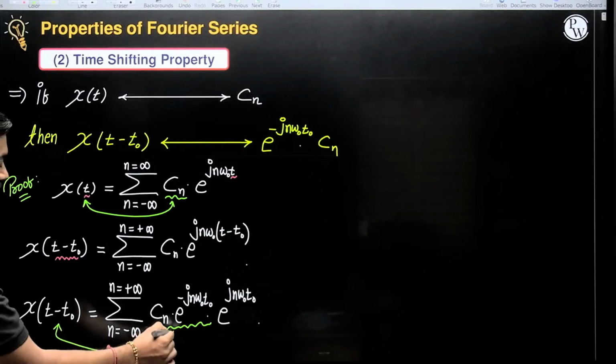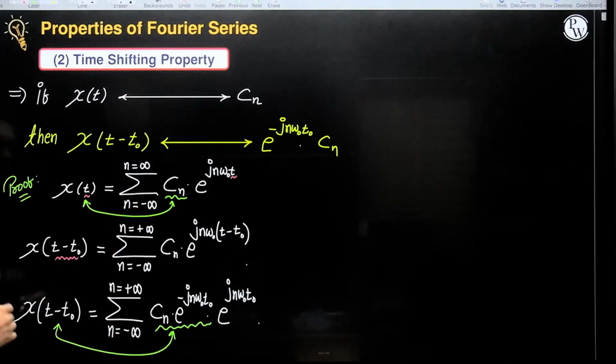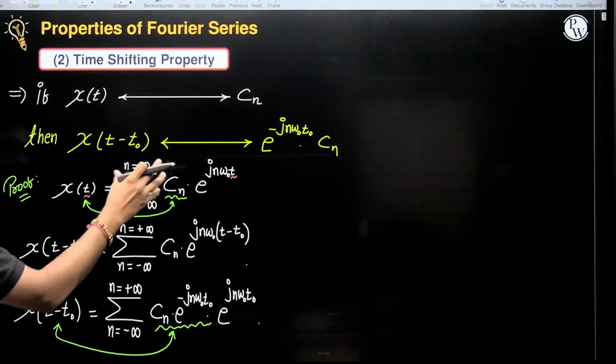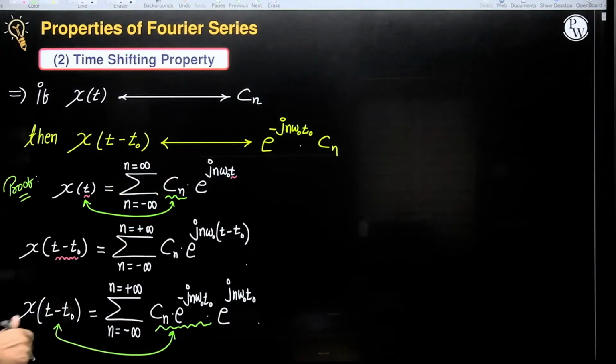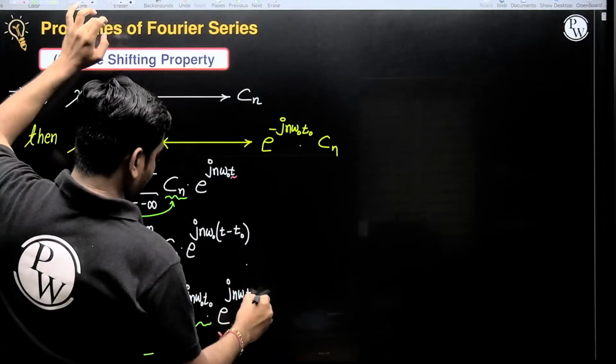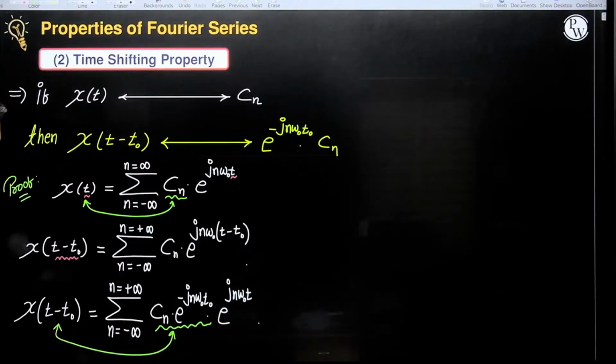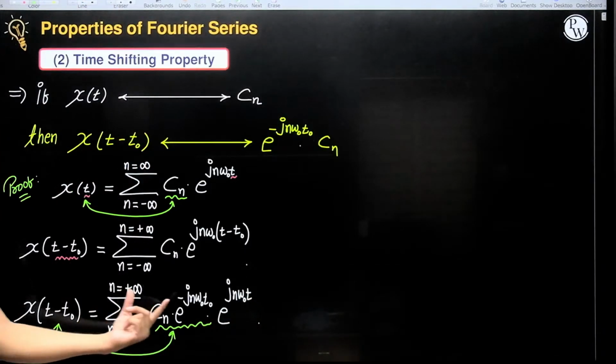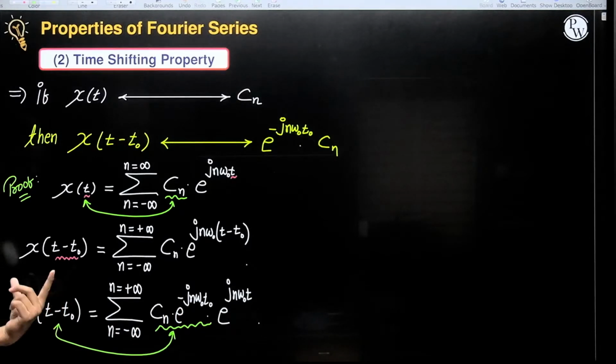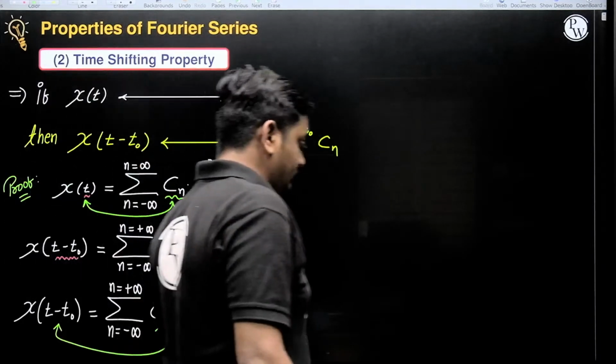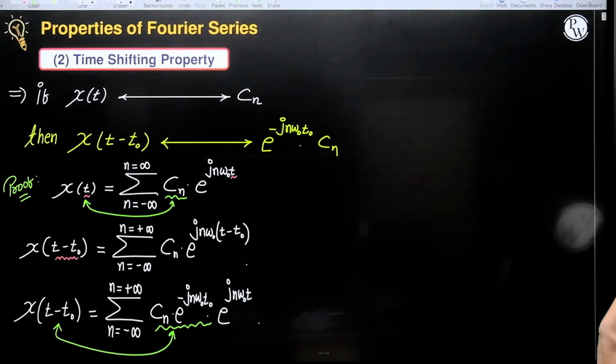Tell me. If Tn is the Fourier series coefficient of x of t, you compare this with this; sorry, here t only, here t. After the comparison, we can say this is the Fourier series coefficient of x of t minus t naught, as I wrote here, correct? Fine.